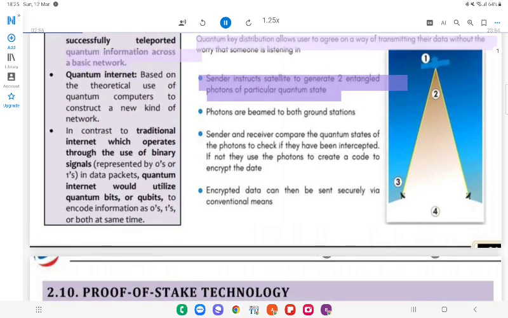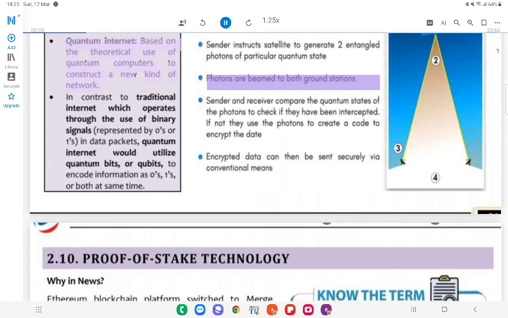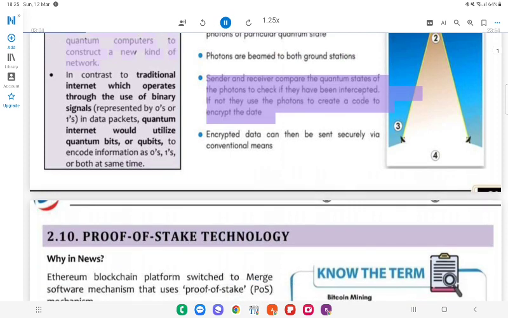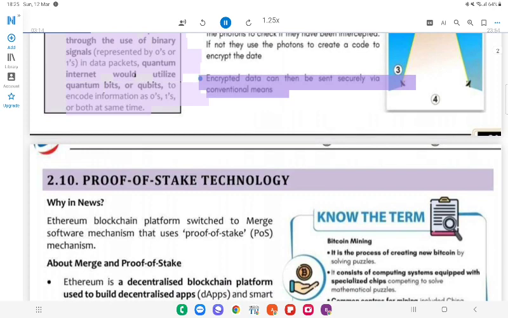The sender instructs a satellite to generate two entangled photons of a particular quantum state. The photons are beamed to both ground stations. The sender and receiver compare the quantum states of the photons to check if they have been intercepted. If not, they use the photons to create a code to encrypt the data. Encrypted data can then be sent securely via conventional means.